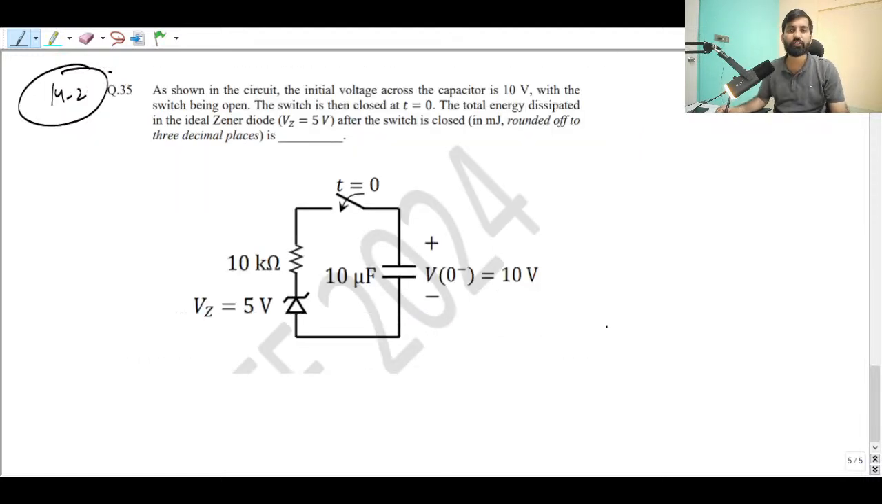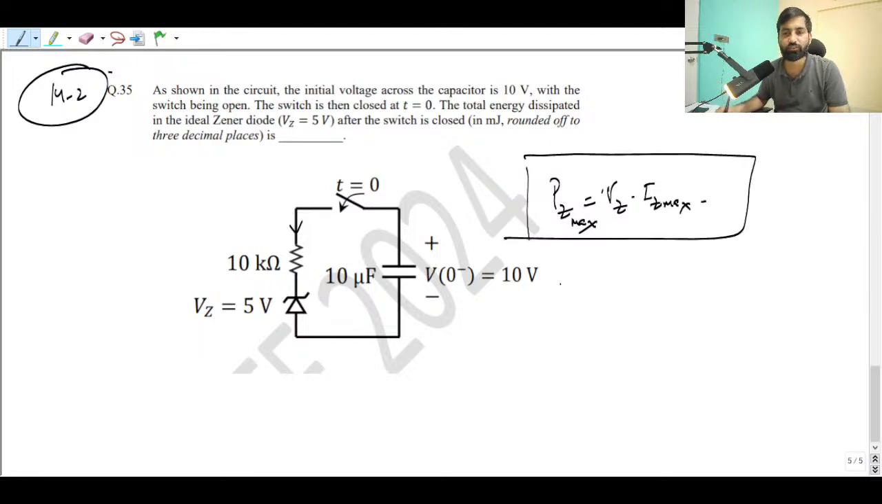So the same situation, and we have to solve it. You know that when the Zener diode is on, the PZ, that is the Zener diode power dissipation, is nothing but VZ times IZ max. And the total energy dissipated you have to find. So energy is going to be P dt, that is VZ I times dt.